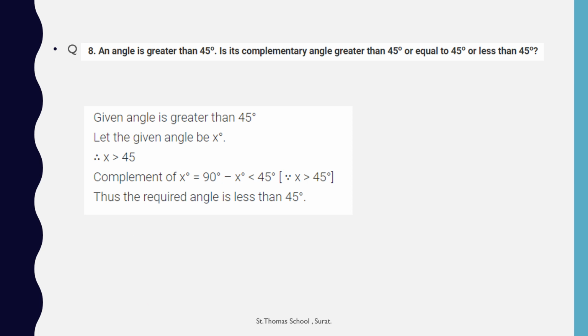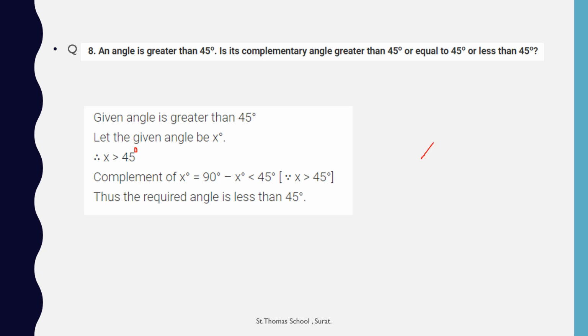Now, the angle is greater than 45 degrees. So, what will be the complement of x? That is 90 minus x. You know that complement means the sum will be 90 degrees. So, the angle is x. So, what will be the complement of x? 90 minus x. And this x is greater than 45 degrees. So, what is 90 minus x? It should be less than 45 degrees. Clear?